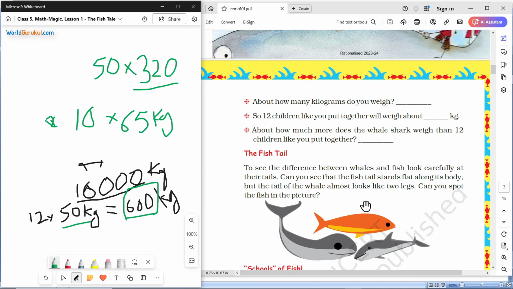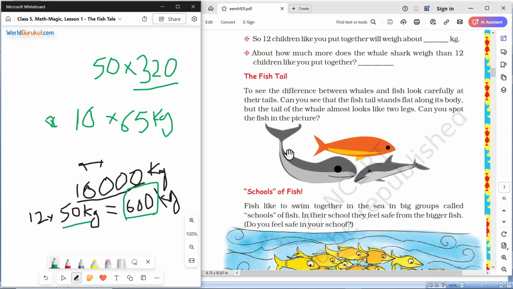15,400 kg, right? The tail of the fish is the most important part for the fish. For swimming, for maneuvering, for taking directions, and for saving its life as well.